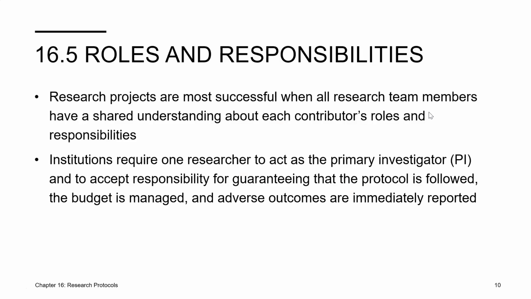Section 16.5 covers roles and responsibilities. Research projects are most successful when all research team members have a shared understanding about each contributor's roles and responsibilities. So it's really important that each of these are lined up, and this is explicitly stated within the protocol. Institutions require one researcher to act as a primary investigator, or principal investigator as it is often called, and to accept responsibility for guaranteeing that the protocol is followed, the budget is managed, and adverse outcomes are being immediately reported, say for an experimental study.